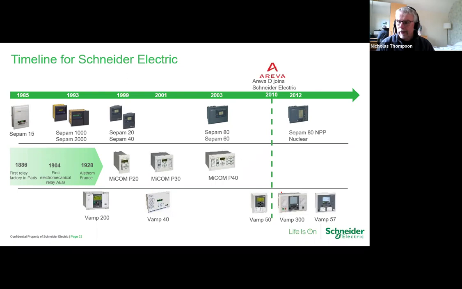And whilst the relays do very similar things, some relays will do some things that others won't do, and that's exactly what VAMP does. It does things called arc flash detection and protection.